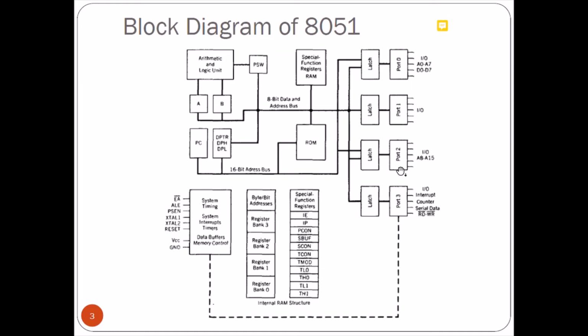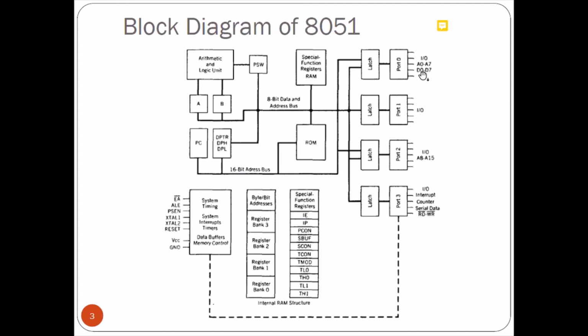So we have here 4 ports named as port 0, port 1, port 2 and port 3, or we will address them as P0, P1, P2, P3. Here we can see that port 0 has A0 to A7 and port 2 has A8 to A15, that is 8051 has a 16-bit address bus, and the data bus is of 8 bits, so that is handled by port 0, D0 to D7, so it is latched. So port 0 and port 2 are latched to form the address bus.